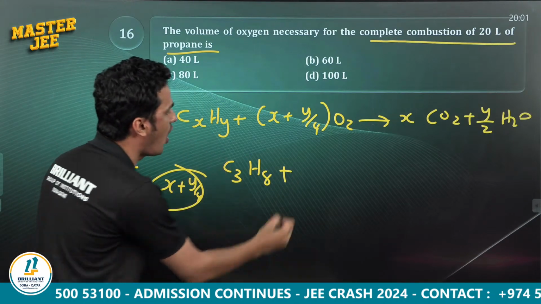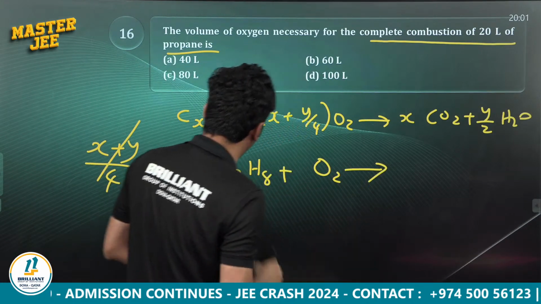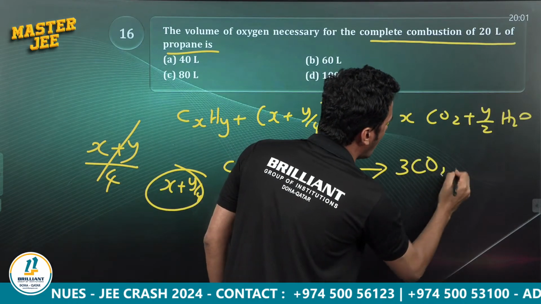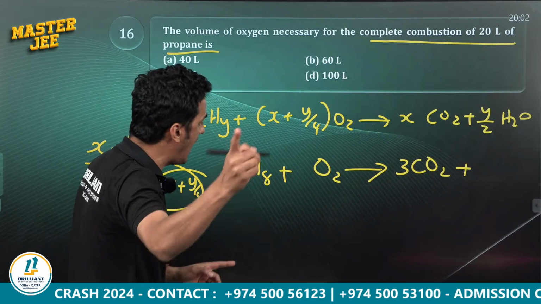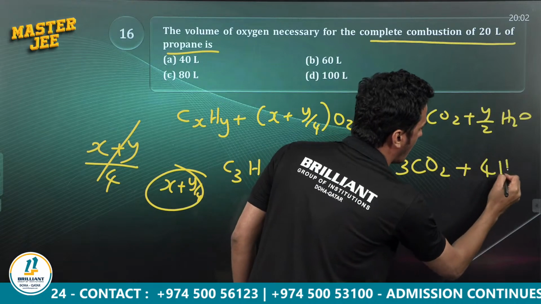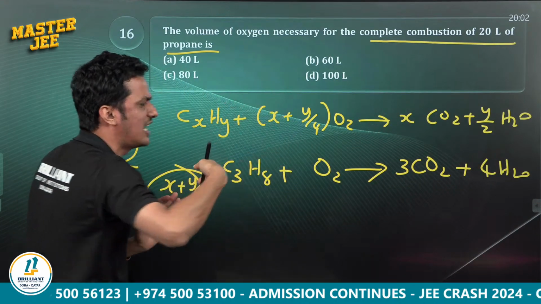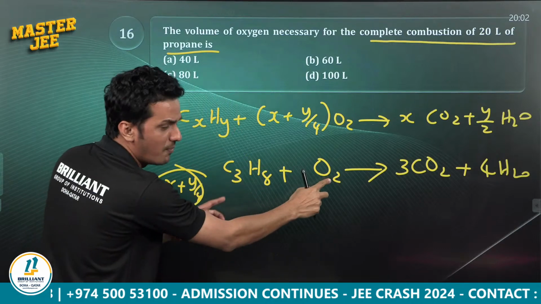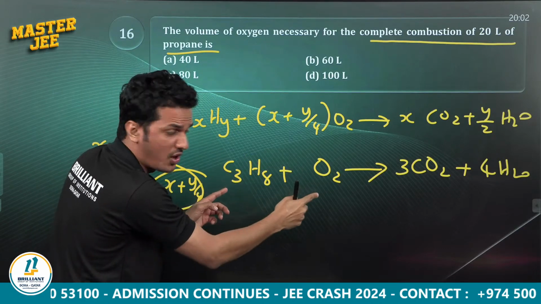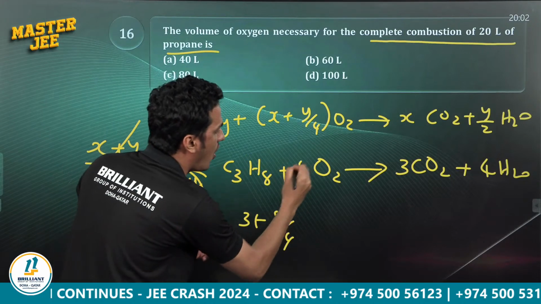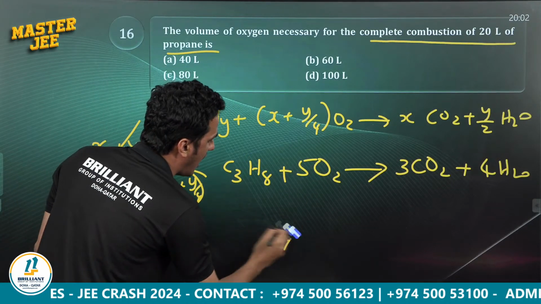Once it is treating with oxygen, we can write how many carbon atoms are there? 3. So 3 CO2 plus how many hydrogens are there? 8. So 4 H2O. Okay, actually that is not necessary, but I am writing. Okay, guys, that's free for you. Here how many oxygens we required? 3 plus 8 by 4. That means 5 oxygen we require. That's the idea we have to remember.